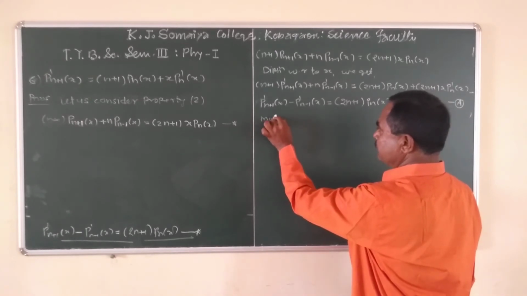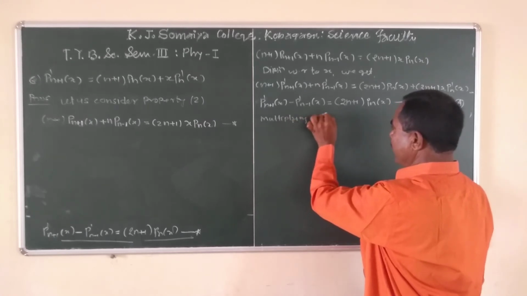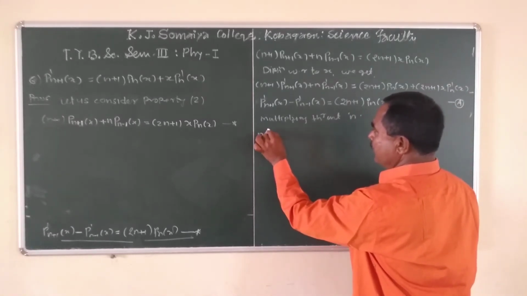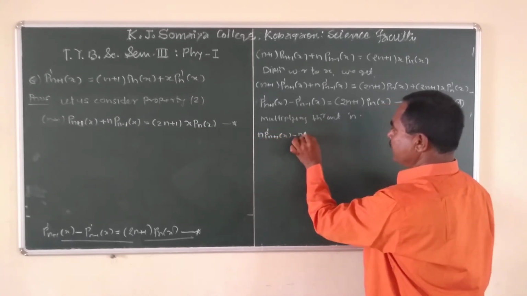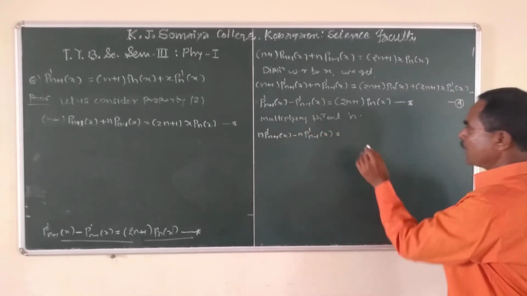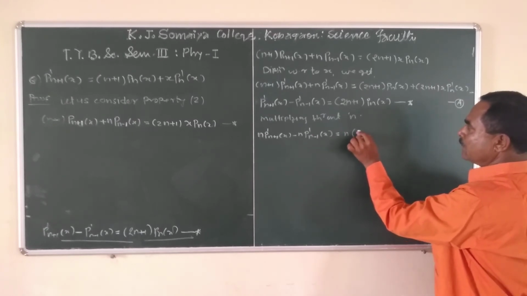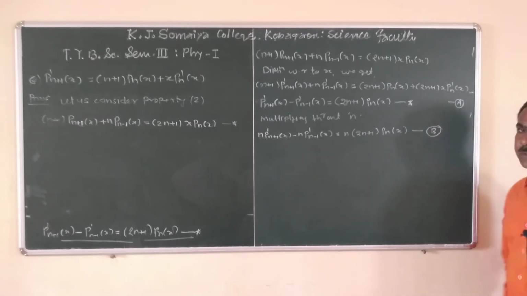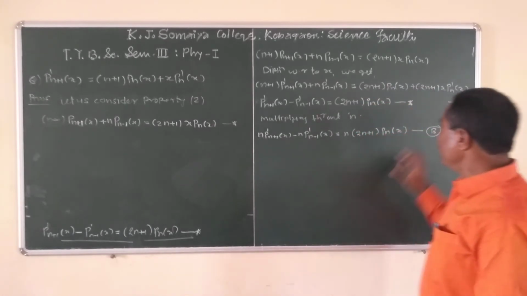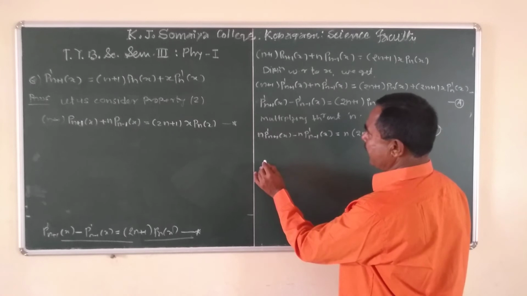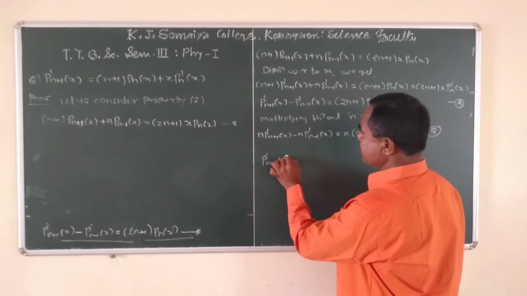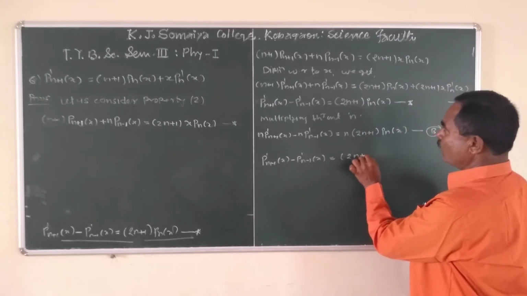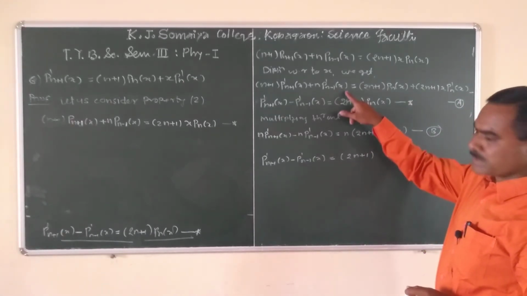Then to this result we multiply throughout by n. So we write n P'_{n+1}(x) − n P'_{n−1}(x) = n (2n+1) P_n(x). We name this equation B. Then in the next step we have to add equations A and B.